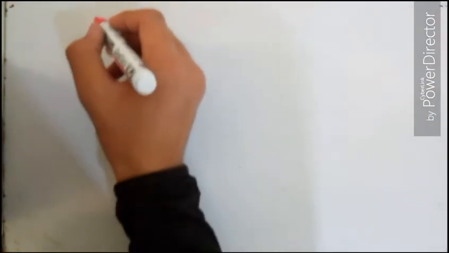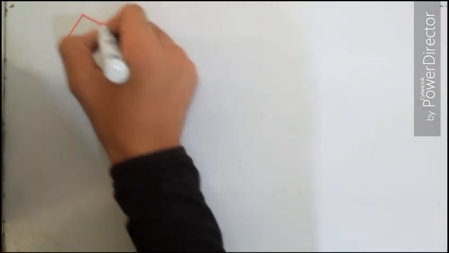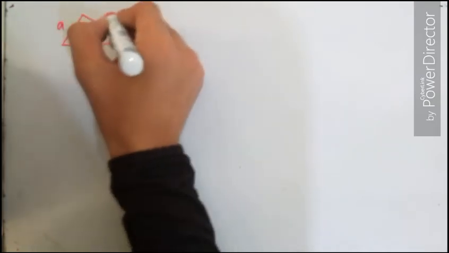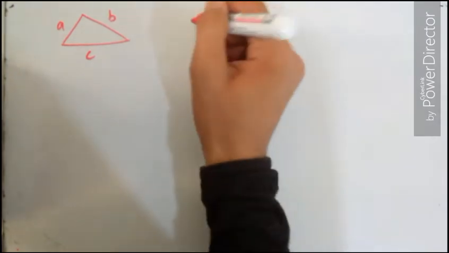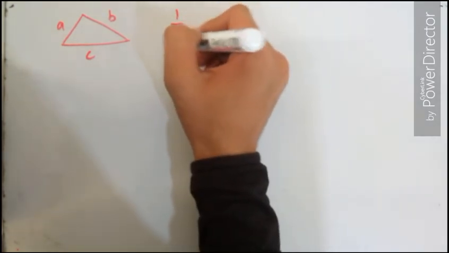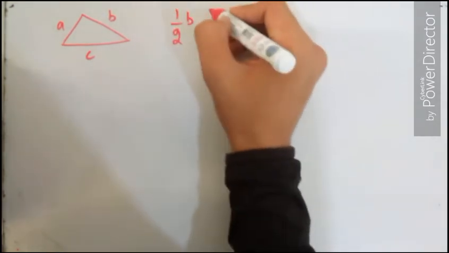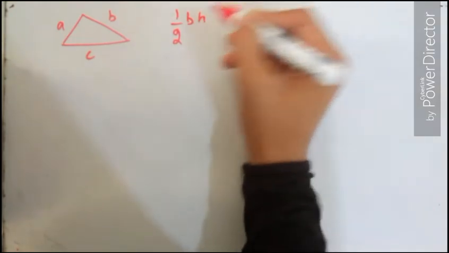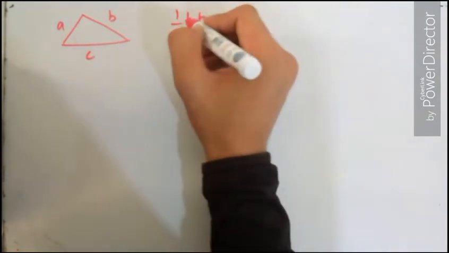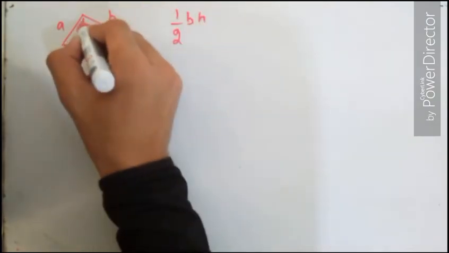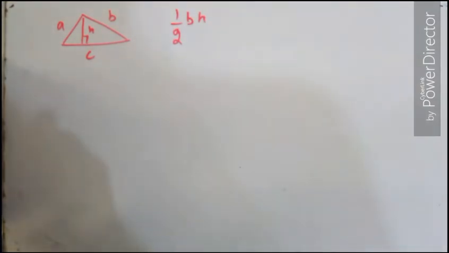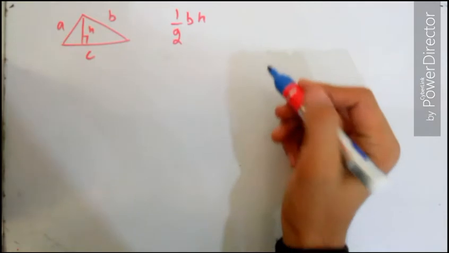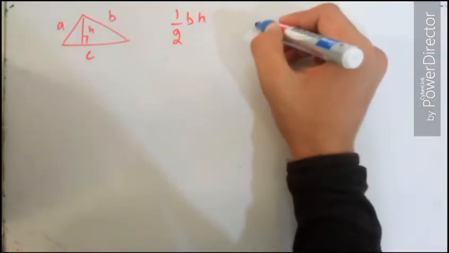Suppose I've got a triangle right here with sides A, B, and C, and I'm asked to find the area of this triangle. We know that the area of a triangle is equal to half times base times height. Here, the base is C, that we know, but the height is unknown. So, how will we find the area of this triangle? For this, we have a formula called Heron's formula.